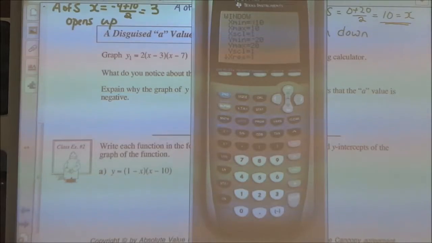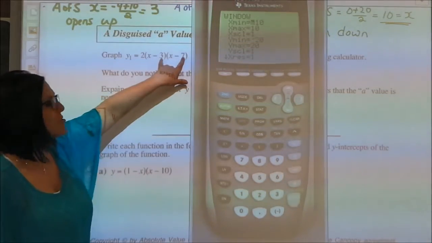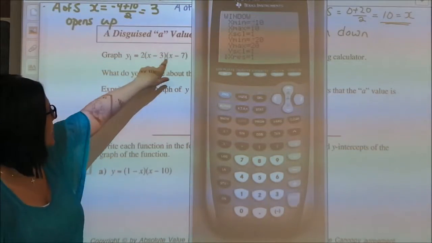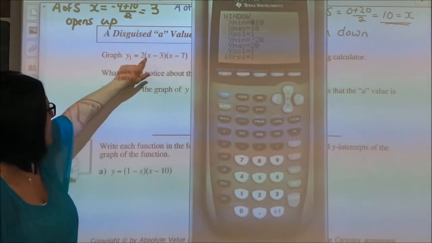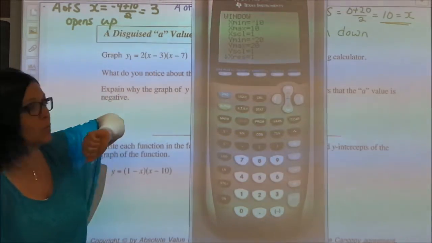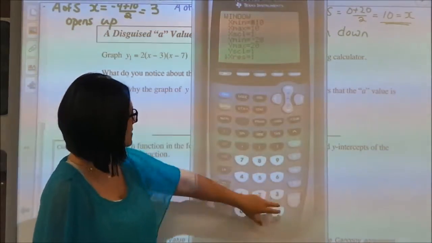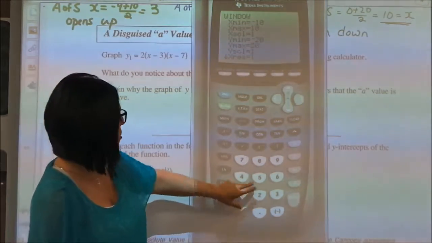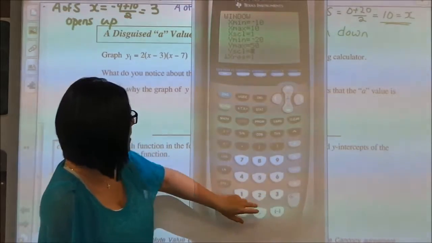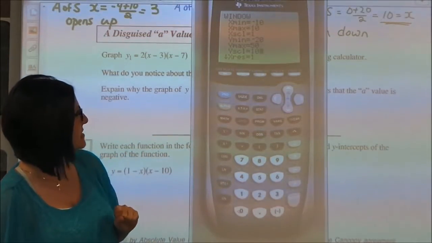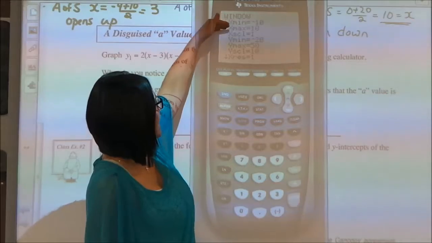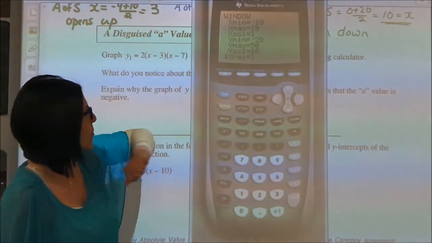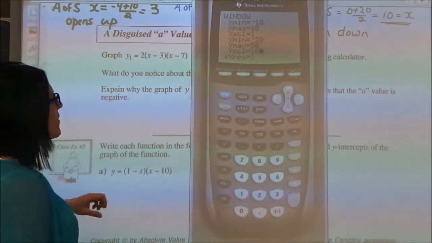My x min and my x max should be good because I know my intercepts are at 3 and 7. My y's I want to be careful of because when I multiply these three numbers together, I get 42. So my y max has to be a lot larger of a number, so I'm going to go up to 50. And then my scale, I'm going to make my scale tens. So I went from negative 10 to positive 10 going up by ones, negative 20 to positive 50 going up by tens. Press the graph button.